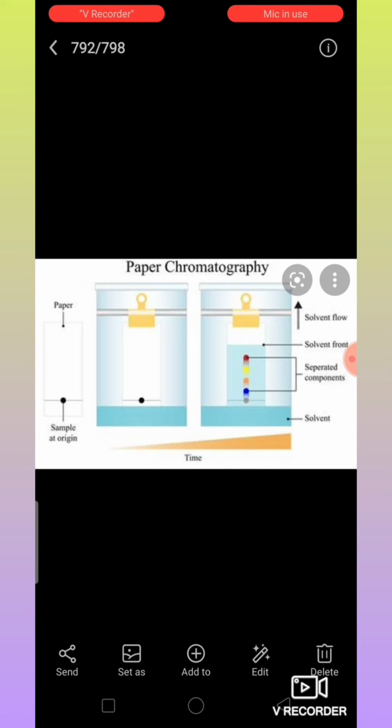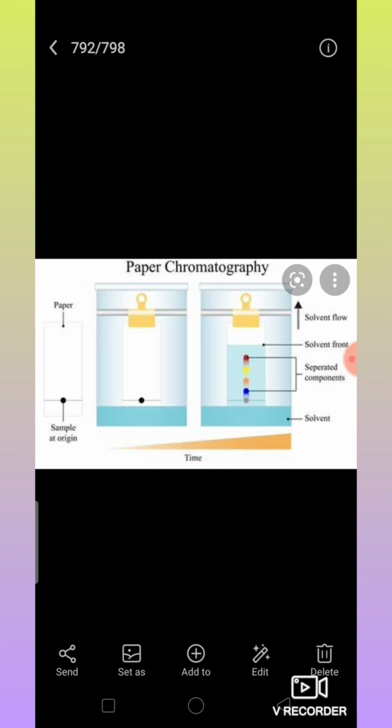There are several types of chromatography based on the above basic principles. The simple type is paper chromatography, which is shown in your textbook. I have given you the clear picture of this paper chromatography. This method is used to separate the different colored dyes in a sample of ink.